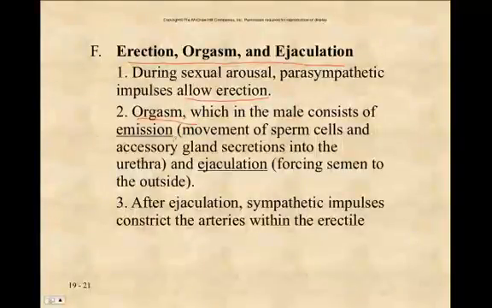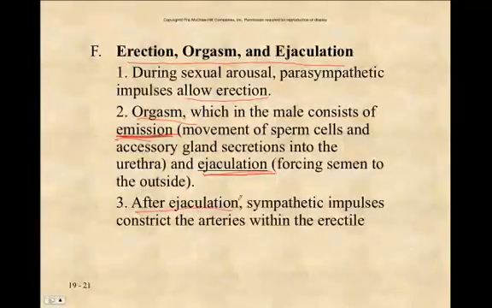During orgasm, which in males consists of emission, we're moving sperm cells and accessory gland secretions into the urethra. And ejaculation would then be forcing semen to the outside. So again, emission is just the movement of the sperm cells and the secretions from the seminal vesicles and the prostate into the urethra. Then ejaculation is forcing that semen out the urethra to the outside world.